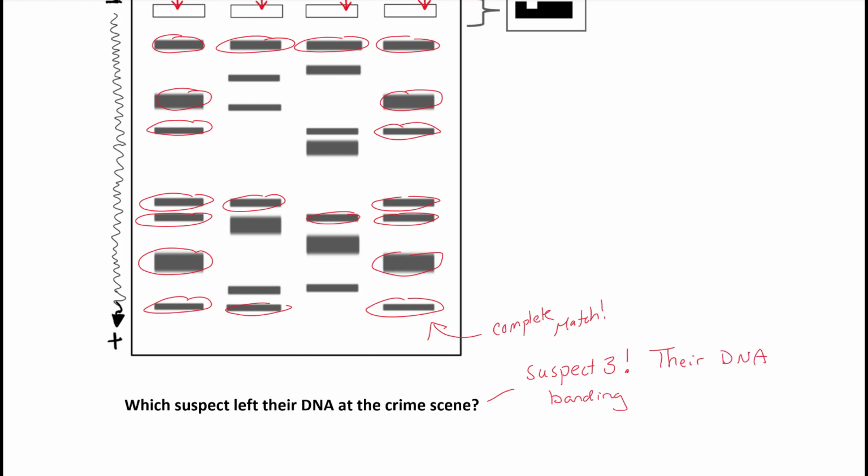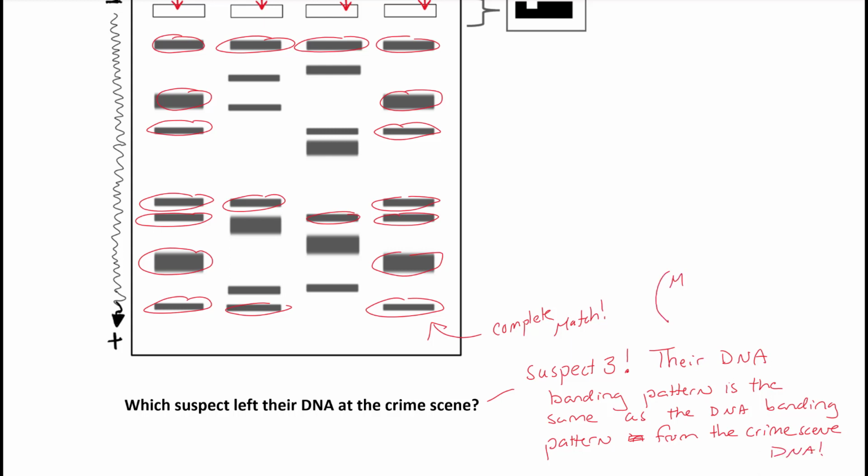But in this case, suspect 3, their DNA banding pattern is a complete match. Exactly the same. That means that all their DNA bands match. They must have the exact same DNA, because it was cut up into the exact same size pieces. And you cannot say it has most of the DNA bands in common. Well, I don't want to go to prison for the rest of my life if, oh, most of them are right. No, it has to be a complete match.